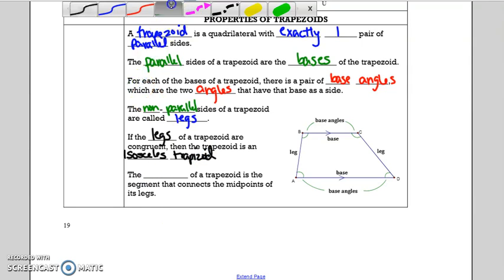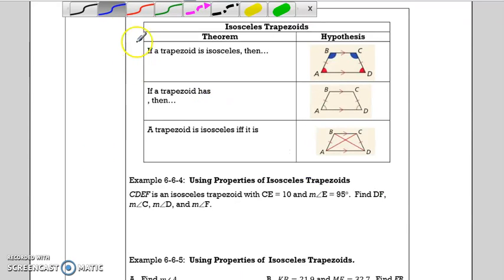The mid-segment of a trapezoid is the segment that connects the midpoints of its legs. So let's go ahead and take a look at three properties of trapezoids here on the next page.